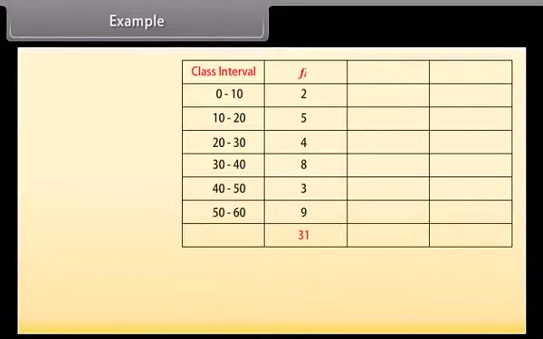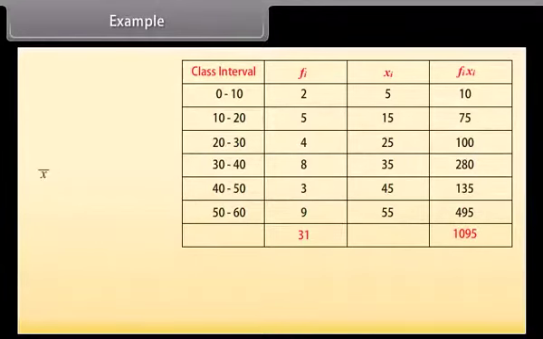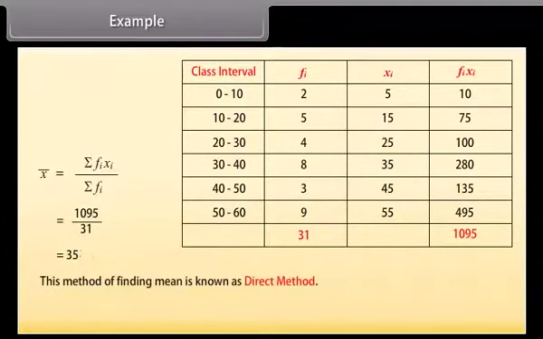And then we have written the class mark for each class interval and denote them as xi, and then find the product of fi and xi. And finally, we find the mean using the formula x bar equals summation of the product fi and xi divided by summation of fi, which equals 1095 by 31, which is equal to 35. This method of finding mean is known as direct method.